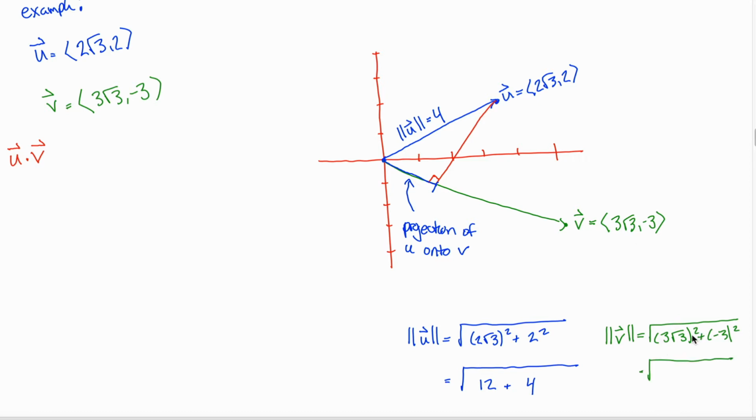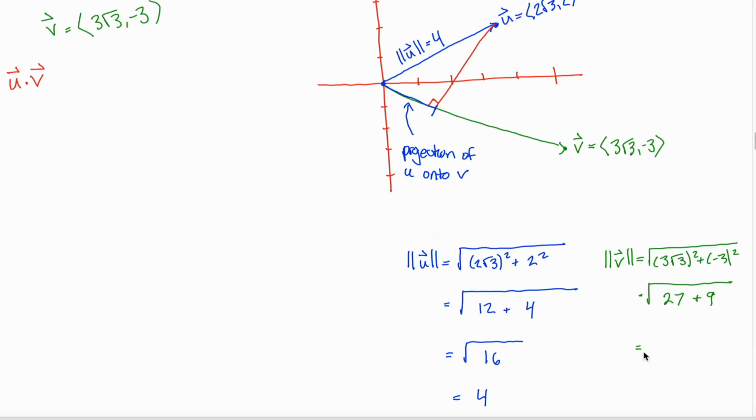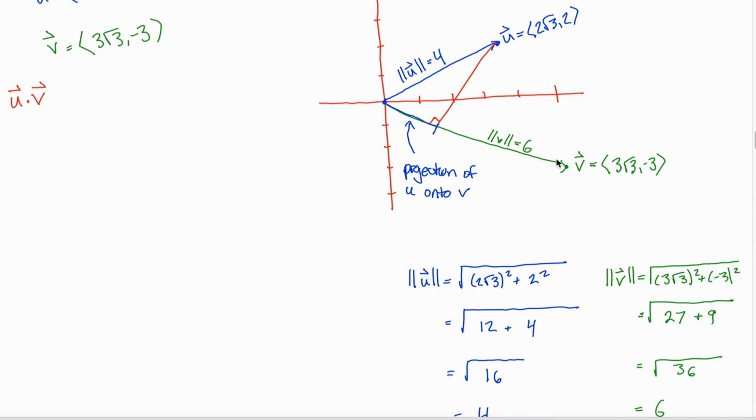So 3 root 3 squared is 9 times 3, or 27. And negative 3 squared is positive 9. So the magnitude of v is the square root of 27 plus 9, which is the square root of 36, which is just 6. And you're like, so the dot product is just 4 times 6 or 24? No, not quite.